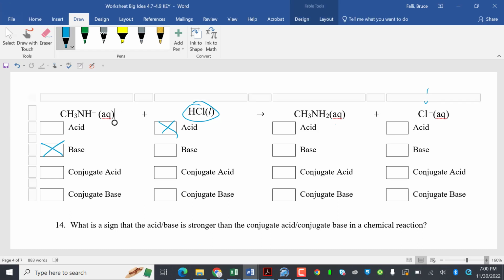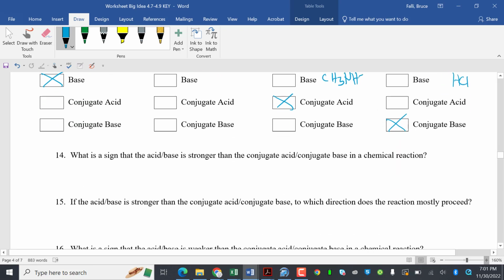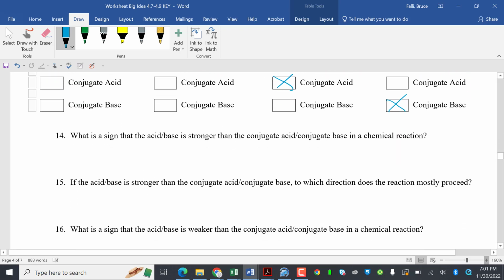And this guy over here has to be the conjugate acid and the conjugate base. Remember, bases receive H's. Cl negative receives an H and becomes HCl. Conjugate acids act like acids, so it's got to give up one of its H's, and it becomes CH3NH negative.